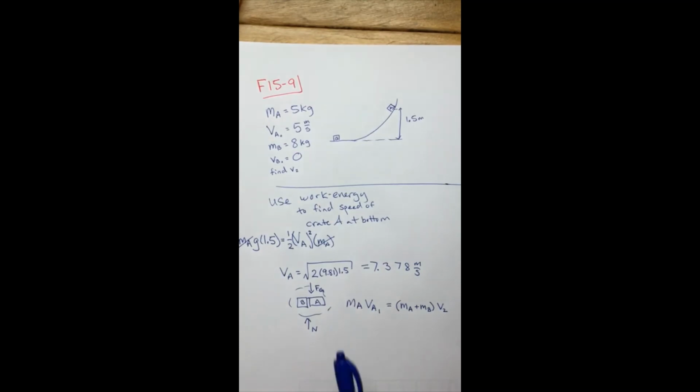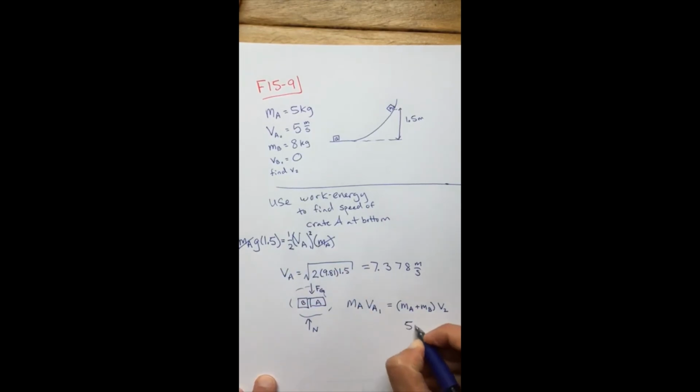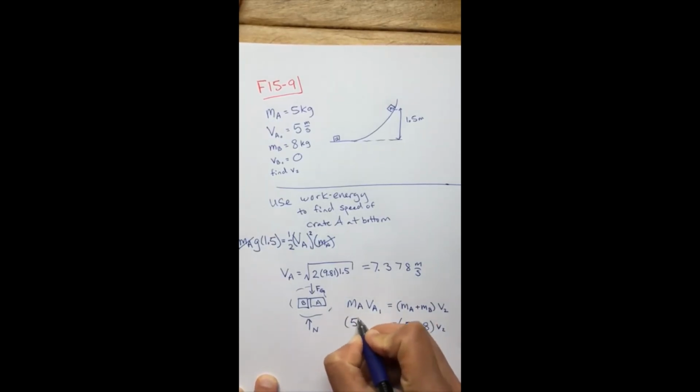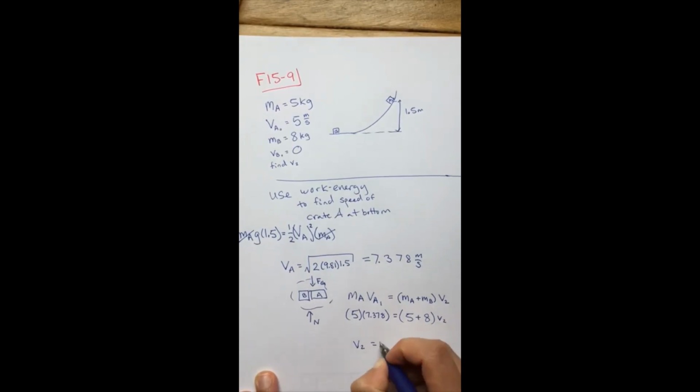So I know the mass of crate A is 5 kilograms, the mass of crate B is 8 kilograms, so this is 5 plus 8 times V2, and crate A has a mass of 5, and the speed is 7.378 before the collision. So I can solve this for V2, and I get 2.84 meters per second.